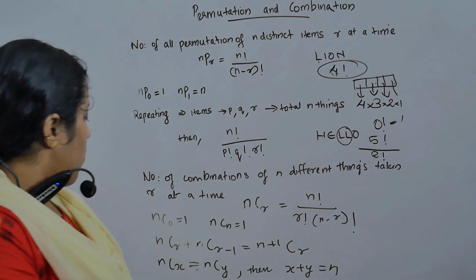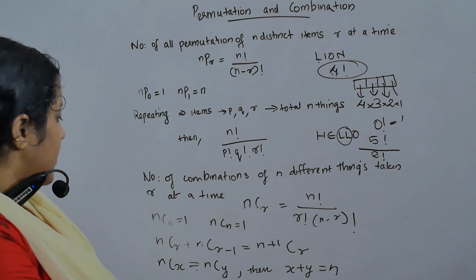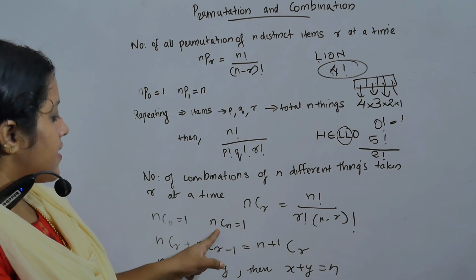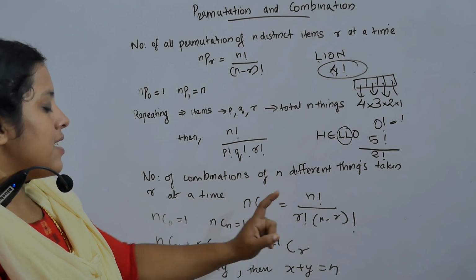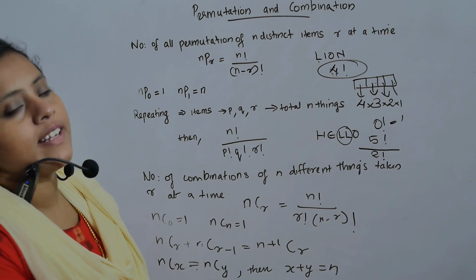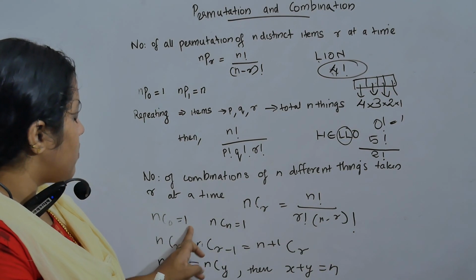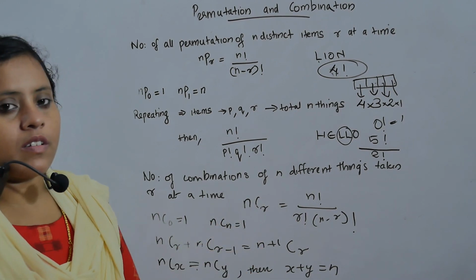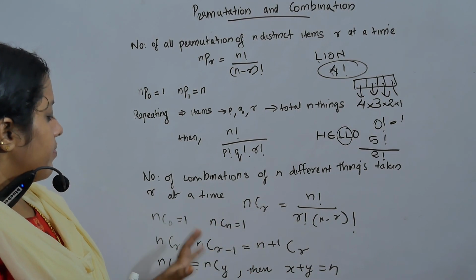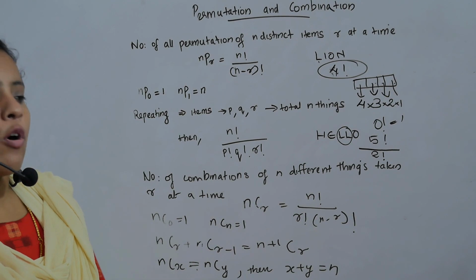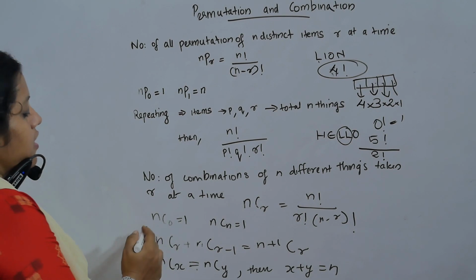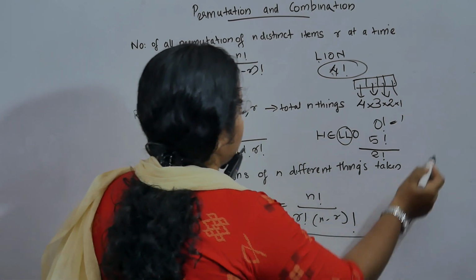Now what is nC0? nC0 is 1, and nCn is 1. That is just substituting in the formula and seeing. Just for remembering, I have written nC0 is 1, nCn is 1. Now, very important 2 formulas. These are about situation questions.